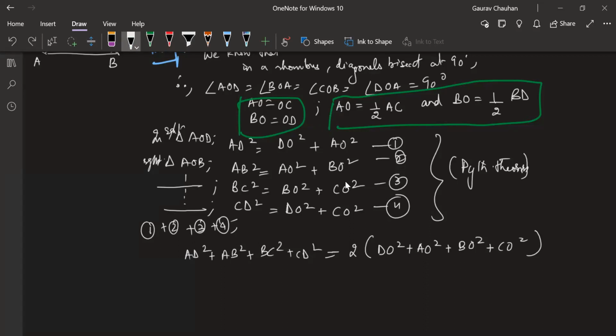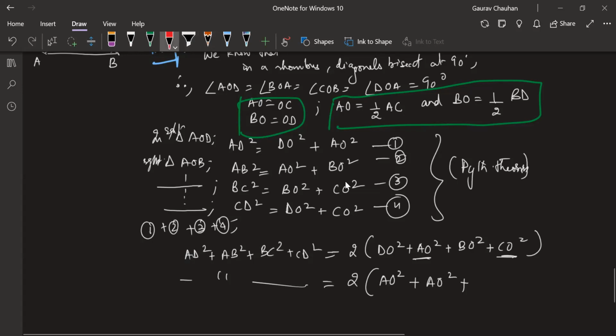So I'm going to write here. Left hand side will be as it is, not changing anything. 2 into, first I'm going to add, so in place of CO, I'm going to write AO, so AO square plus AO square will come. Then in place of BO, I will write DO. Why? Because BO is equal to OD and AO is equal to OC.